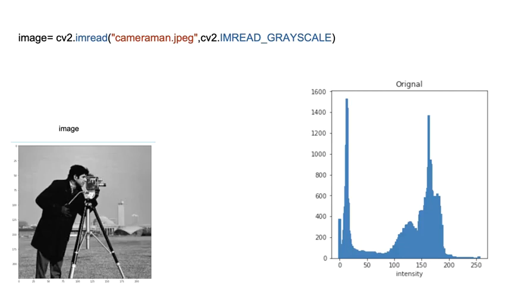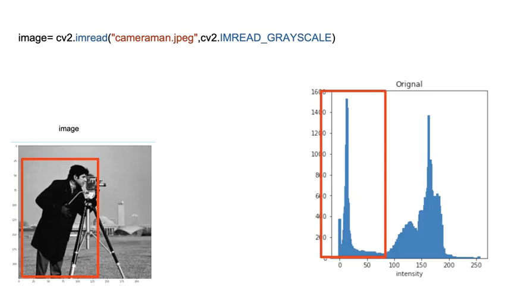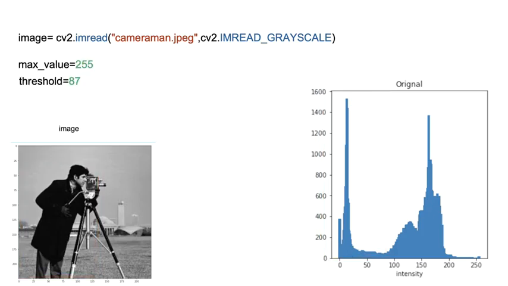Consider the following image. Its histogram is bimodal. We see the cameraman corresponds to the first mode. That is, intensities under 87. The second mode is the background. By setting the threshold accordingly, we can segment the cameraman.